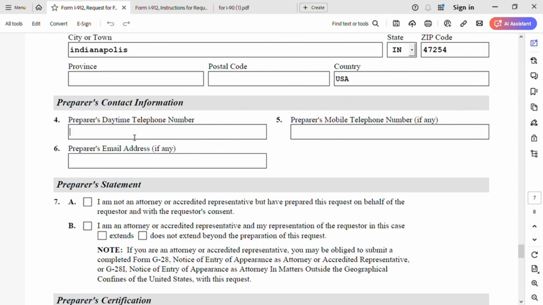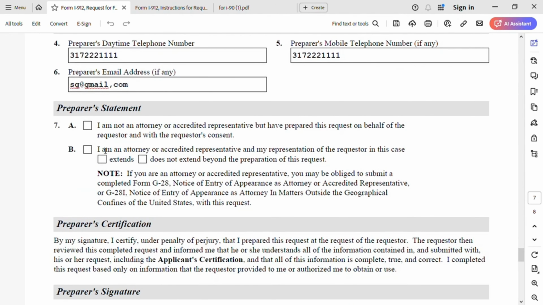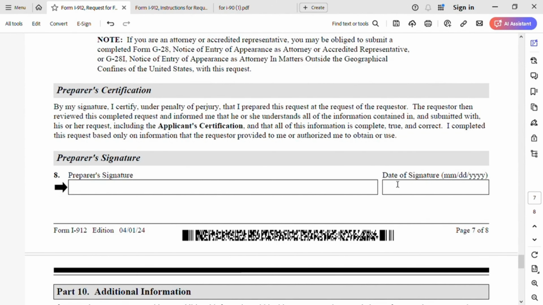Preparer's contact information. You must provide a phone number. And the preparer's mobile phone number, the same thing, 317. Email address of the preparer is sg@gmail.com. Preparer's statement: I am not an attorney or accredited representative, but I have prepared this request on behalf of the requester and with the requester's consent. So that's what we're going to check. And then today's date is 04/27/2024.